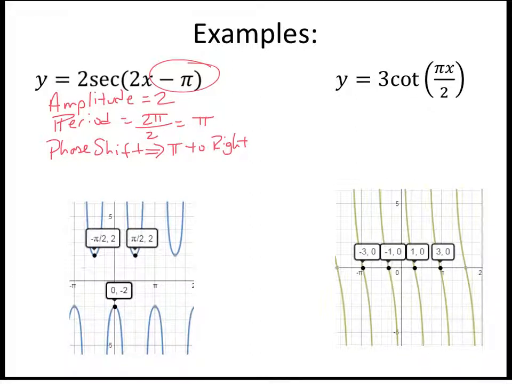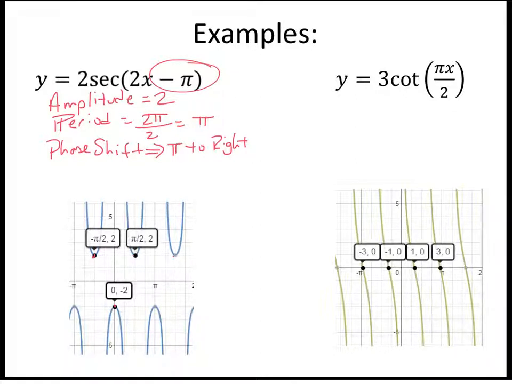So this means for us, with a period of every pi instead of every 2 pi, that means that we're going to have 2 repeats in a 2 pi rotation of the unit circle, okay? So it means that our asymptotes are going to change location. It means that our peaks and valleys are going to change locations as well, okay?